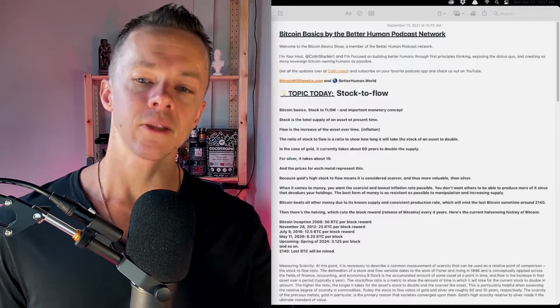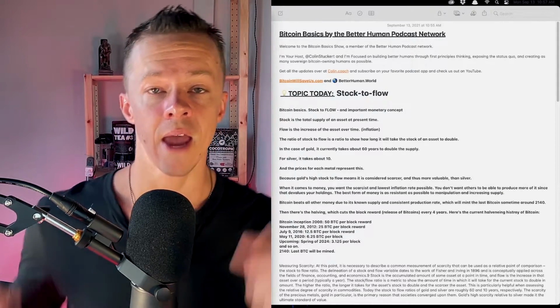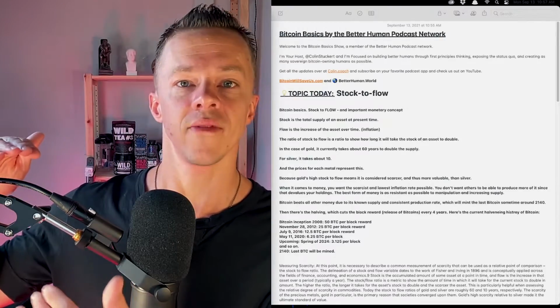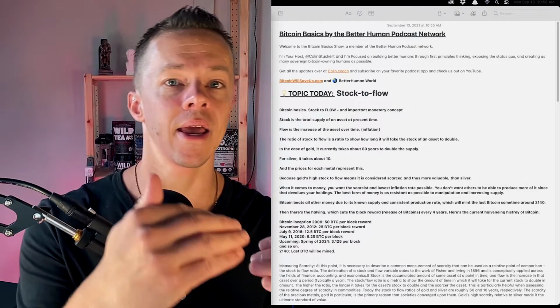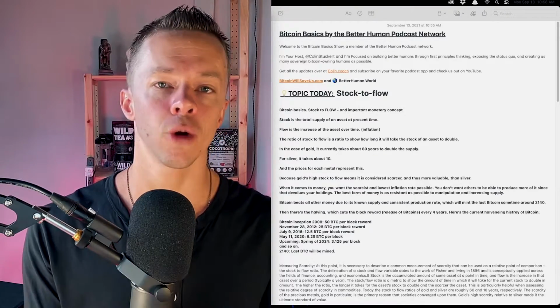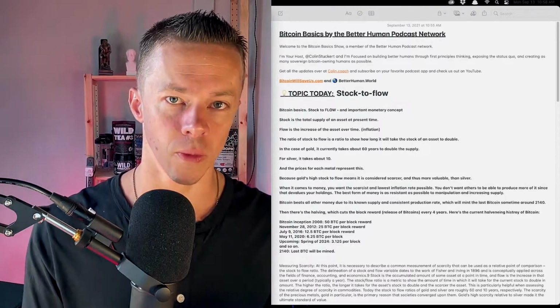So in the case of gold, it takes about 60 years to double the supply. For silver, it takes about 10. And that's why silver is $25 an ounce and gold is about $1800. How much gets added to the supply and over time for how long determines price, because that determines scarcity. The more there is of something, the lower the price.